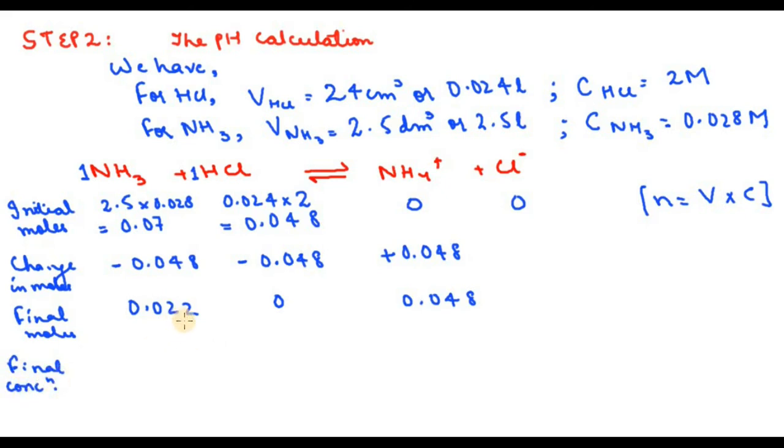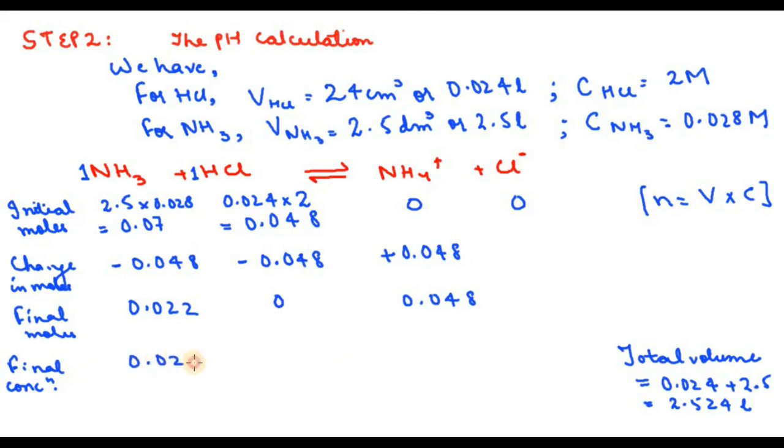So how do we find the final concentration? We calculate by dividing final moles by the total volume. Here the total volume will be equal to the sum of the volumes of each solution. So here the total volume will be 0.024 plus 2.5, so it would be equal to 2.524 liters. So we calculate the final concentration here.